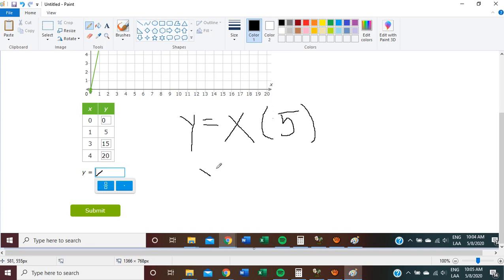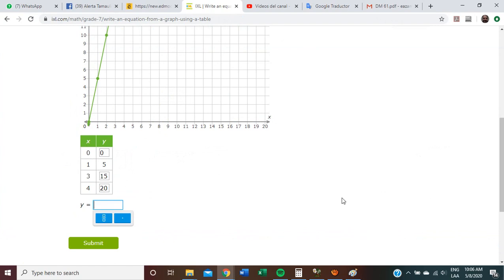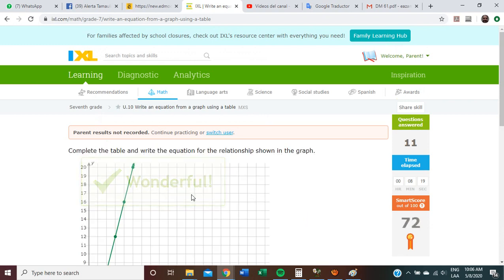But also in algebra, remember that when we write a constant, like a number, together with a variable, first let's try with a constant, with a number, it already implies multiplication. So this is the same as this, okay? But we prefer to use this, okay? This is better. Okay, so that's going to be our answer. Y equals 5x. Okay, and this is it.